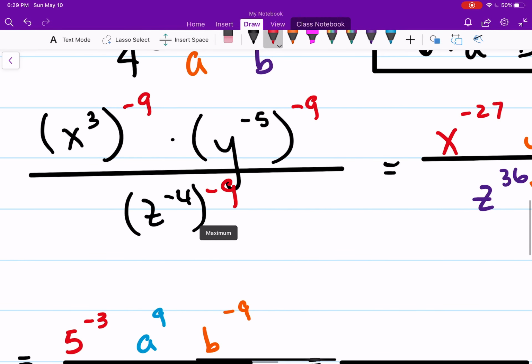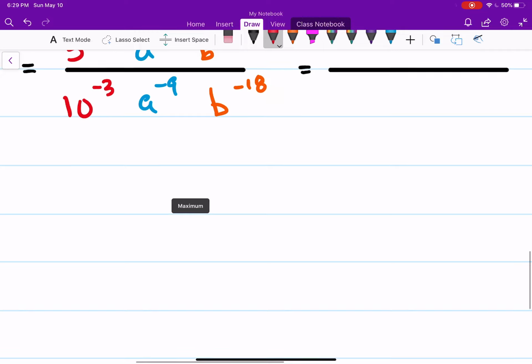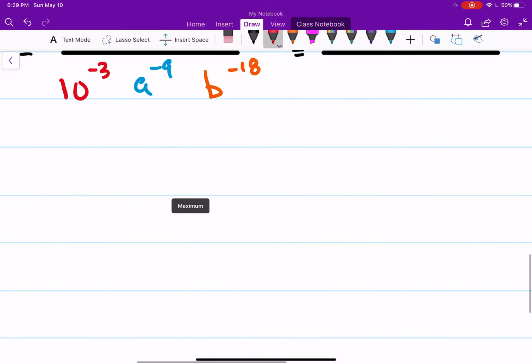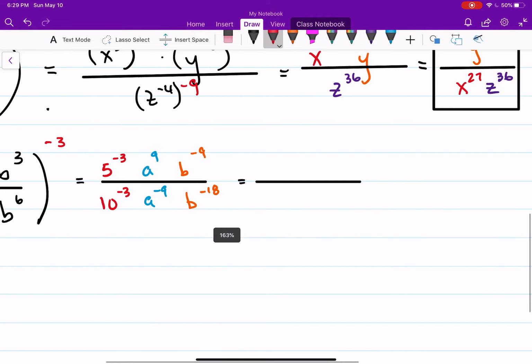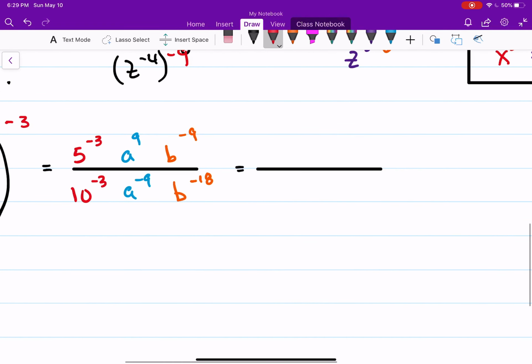So I go 5 to the negative third, move or not move? A, do I move or not move? B, move or not move? Then I deal with the bottom. 10, move or not move? A, move or not move? B, move or not move? Okay? So that's the way I usually do it. So that's what I'm going to do.